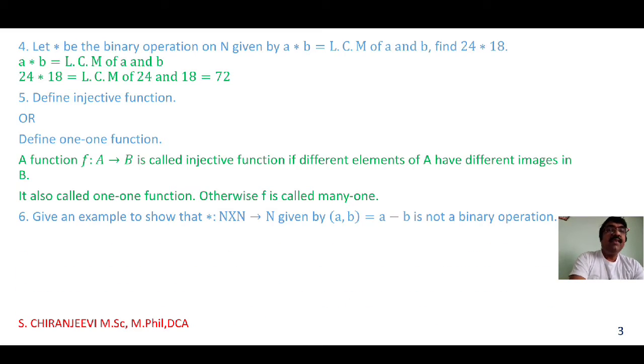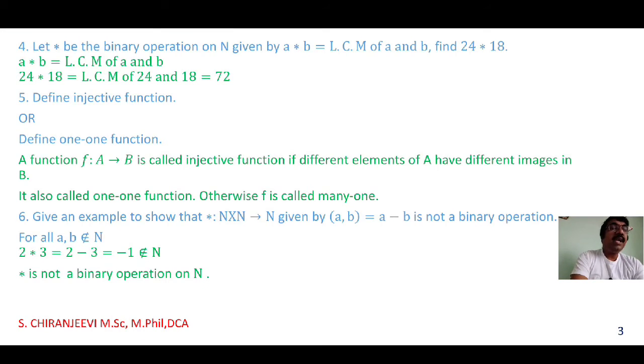Sixth one, give an example to show that star from N cross N to N given by a star b equal to a minus b is not a binary operation. We need to prove this is not a binary operation. So for a, b belonging to N, we take 2 star 3. 2 minus 3 is nothing but minus 1, but minus 1 is not a natural number, so minus 1 does not belong to capital N. So star is not a binary operation on capital N.